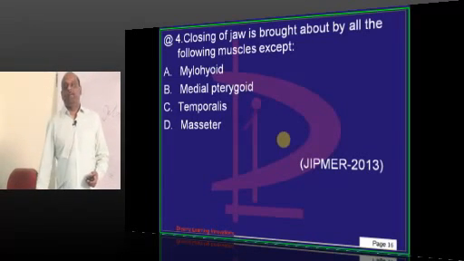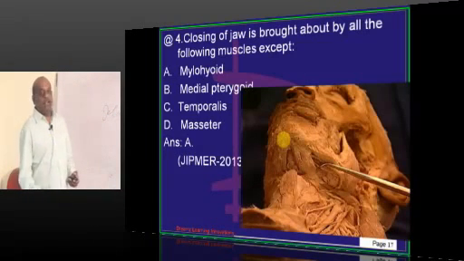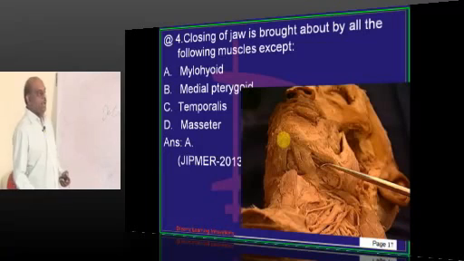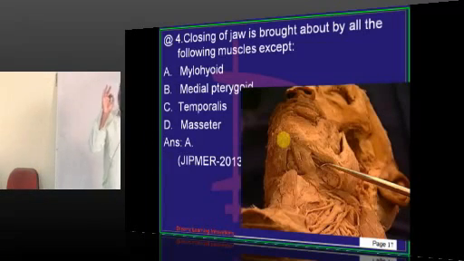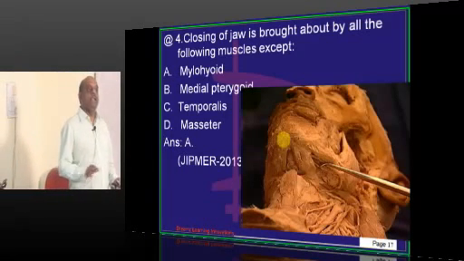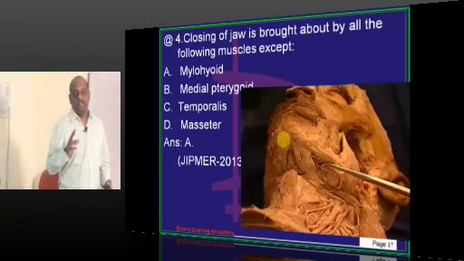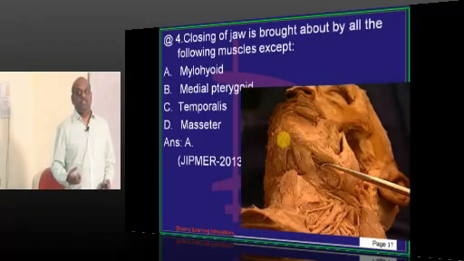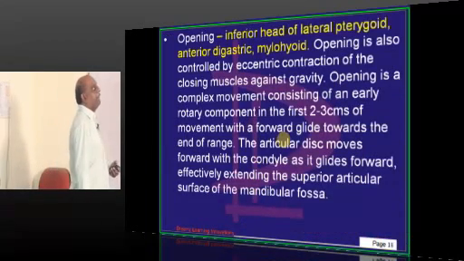Closing the jaw typically is the function of which important muscle? Medial pterygoid, temporalis, masseter, all of them are involved. You take previous AIIMS, All India, PGI, JIPMER, DNB, CET, any exam, pterygoids and the function of the jaw muscles is a very high yielding topic, is what needs to be remembered.